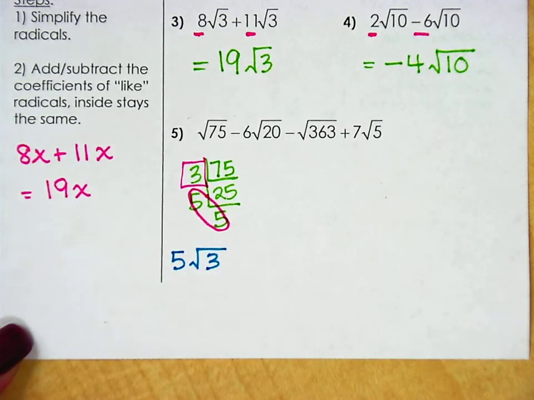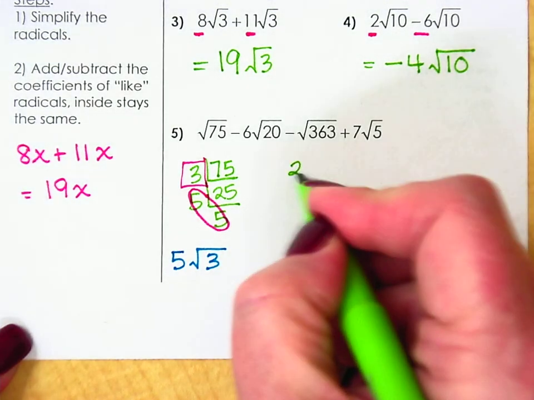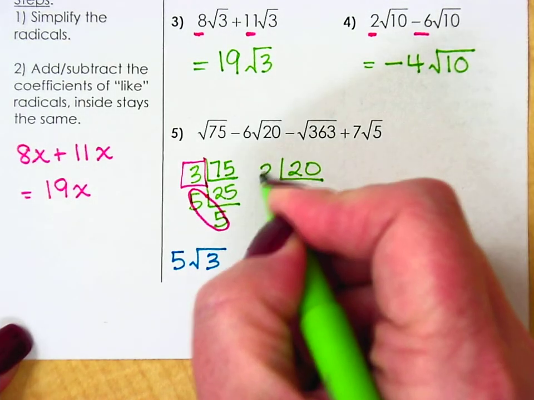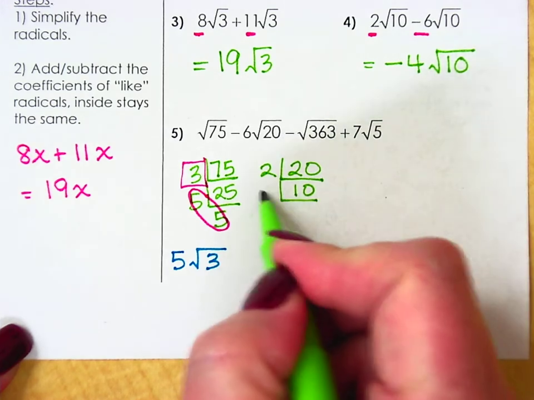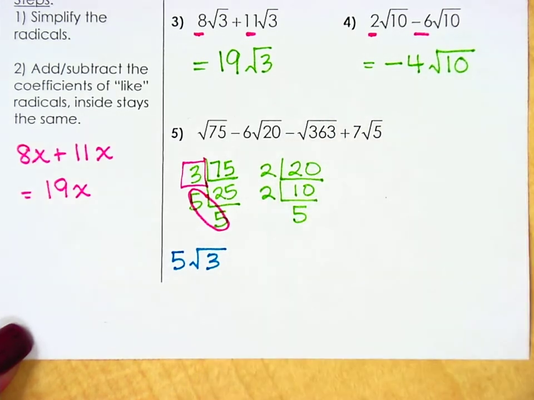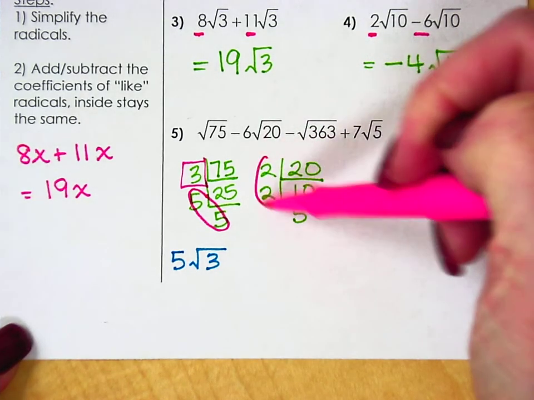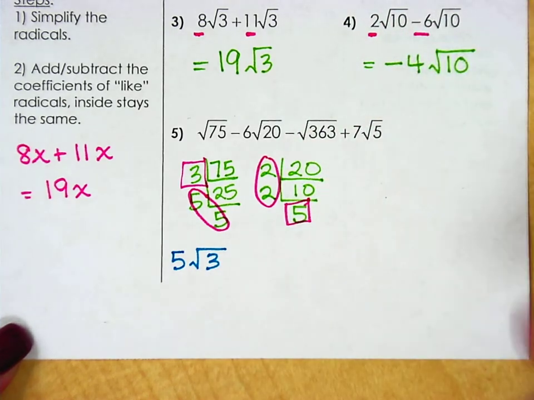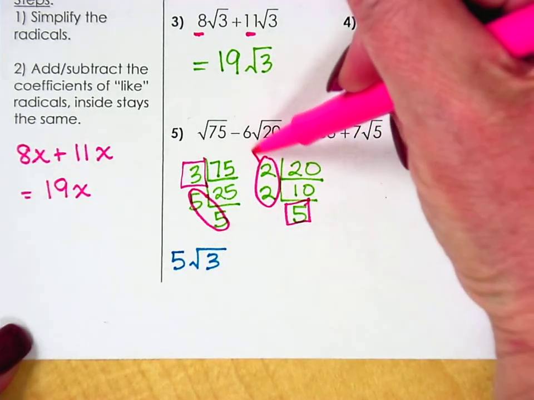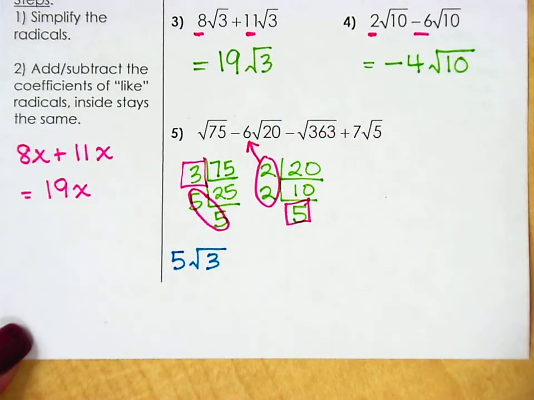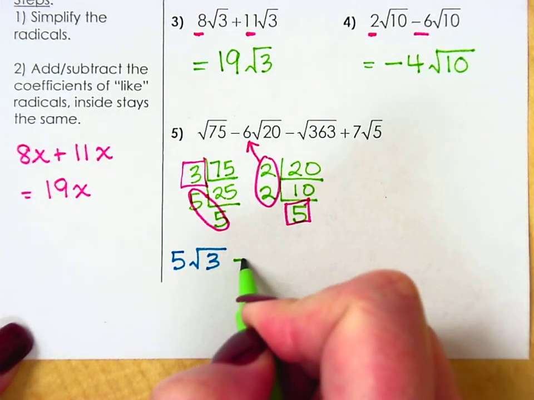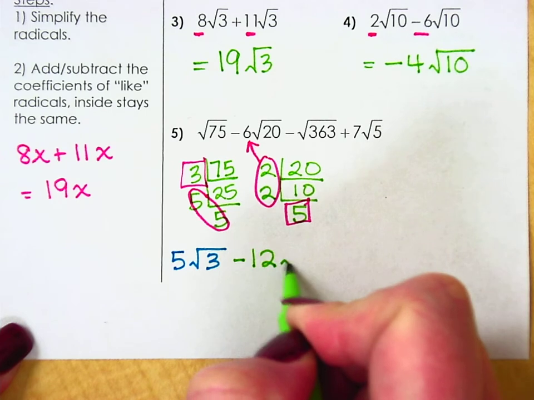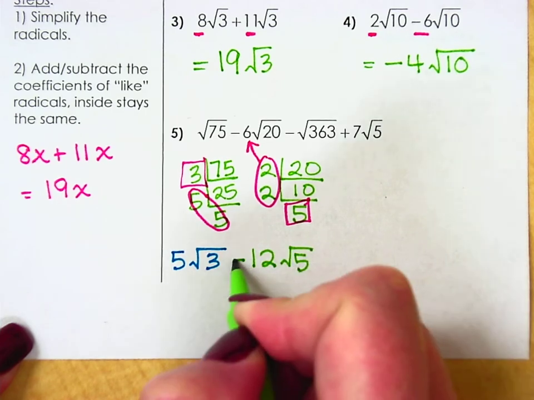Okay, let's do the 20. We just did this actually, but we'll do it again. 2 times 10, 2 times 5. So I have a pair of 2s. This time the 5 stays on the inside. Oh wait, what do I need to do with that pair of 2s though? I need to go ahead and multiply it back up here with that -6. So that gives me -12 radical 5.